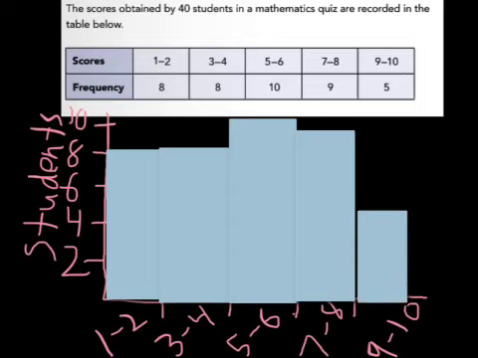So you can see how I've taken this data and built a histogram. I realize it is not the most beautiful histogram, but I've done my best.